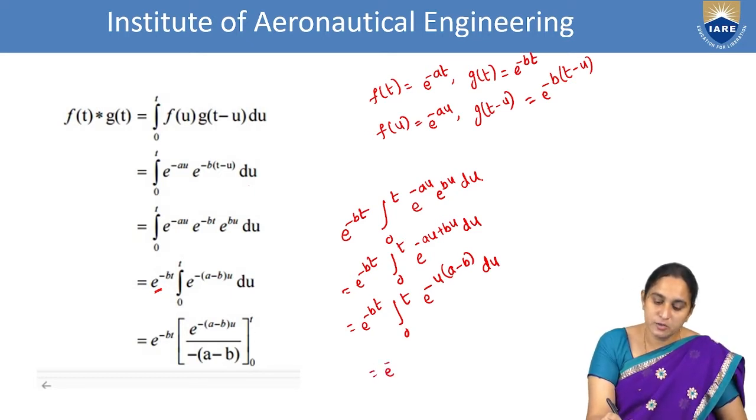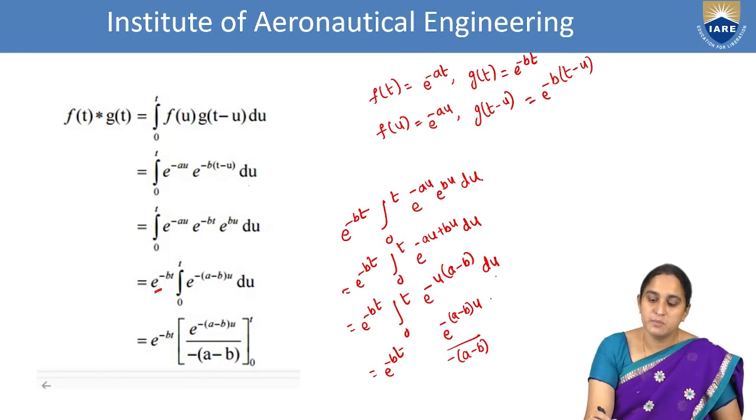Okay, from that, now the integration with respect to u, e power x form. Integral of e power x dx formula is e power x; integration of e power 2x formula is e power 2x by 2. Similarly here, integration with respect to u, here e power x, that means e power minus u into a minus b, integration is e power minus of a minus b into u by, here the coefficient of u as minus of a minus b.